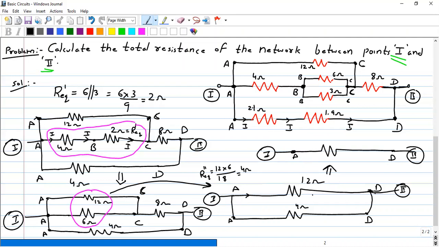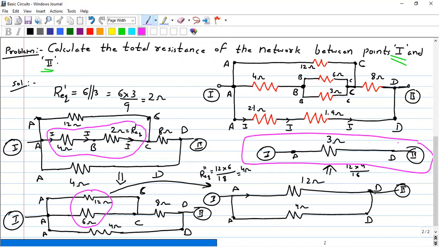Therefore, the equivalent of 12 and 4 is 12 into 4 by 12 plus 4, which is 16. 4 fours are 16, so 4 threes are 12. This will be equal to 3 ohms. Therefore, the equivalent resistance between the points 1 and 2 is 3 ohms. Finally, we have got the equivalent resistance.